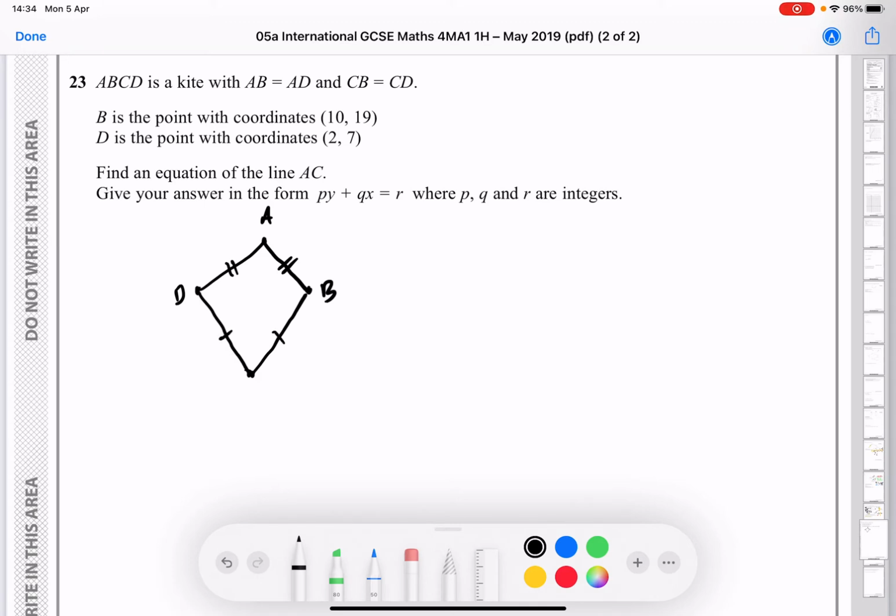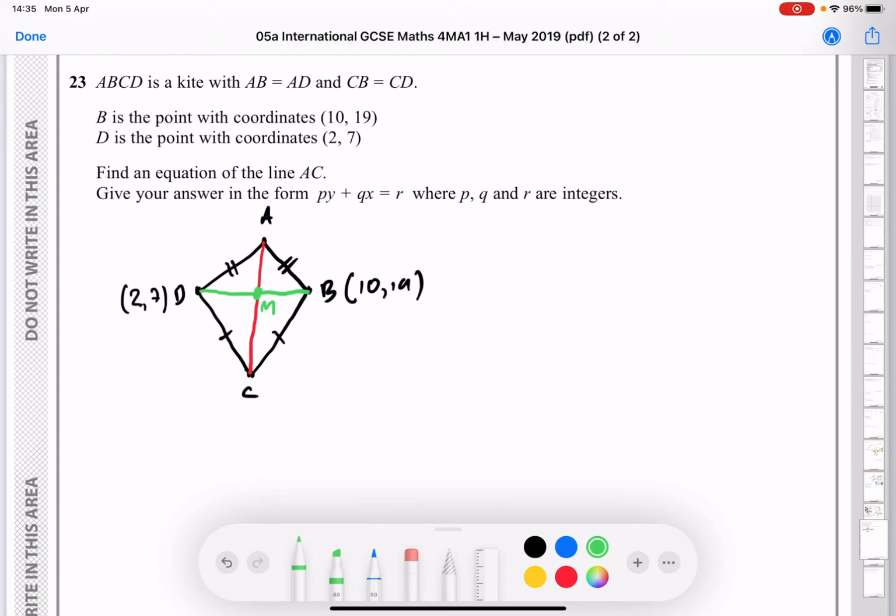It also gives us the coordinates of two of the points. It gives us that B is (10, 19), and that D is (2, 7). Right, what can we do from here? Well, we're supposed to find the equation of this line, AC. But in order to do that, we're going to need the equation of that line. And that should enable us to find this point that I've marked in green, and I'm going to call it M.